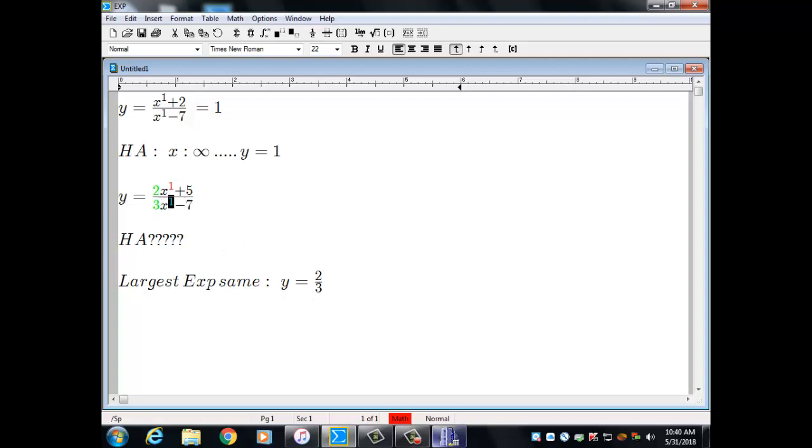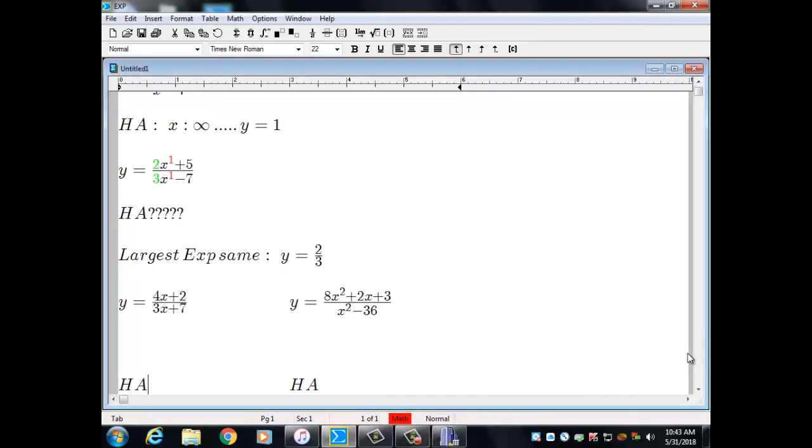So with that being said, let's pause this. All right, so to find a horizontal asymptote, again, just to remind you what we're looking for, we're looking at the exponents, the biggest exponent. So in this case, this exponent is a 1. It's not there, but it's implied.